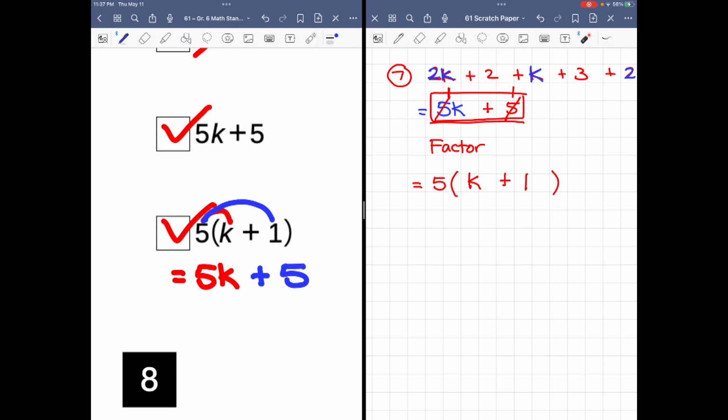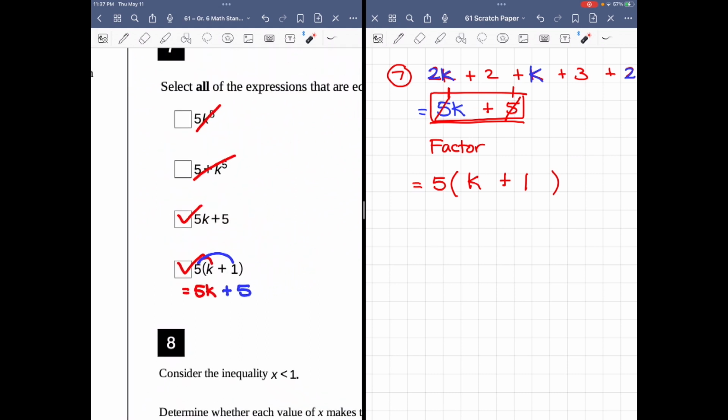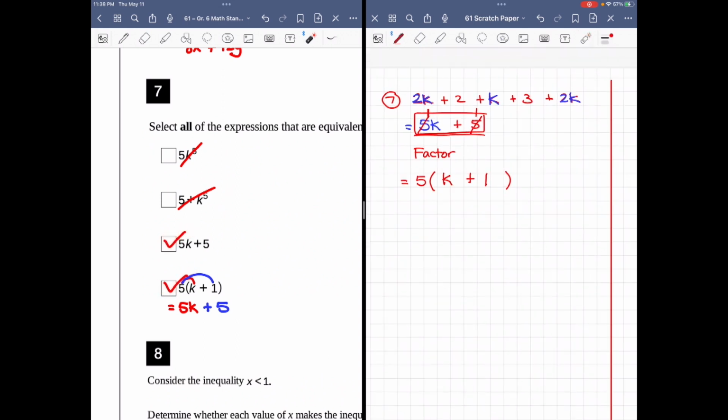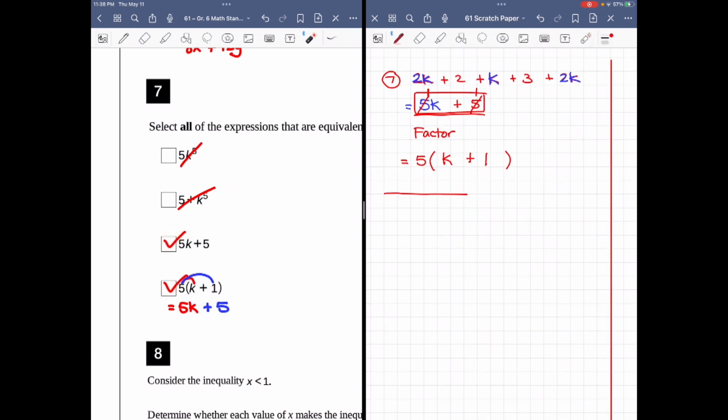And you'll notice that 5k plus 5 matches 5k plus 5. So that's another way to show that both of these expressions are equivalent to each other as well. So the correct choices for problem number 7, line 3 and line 4. Go ahead and close off box 7, and this problem is done.